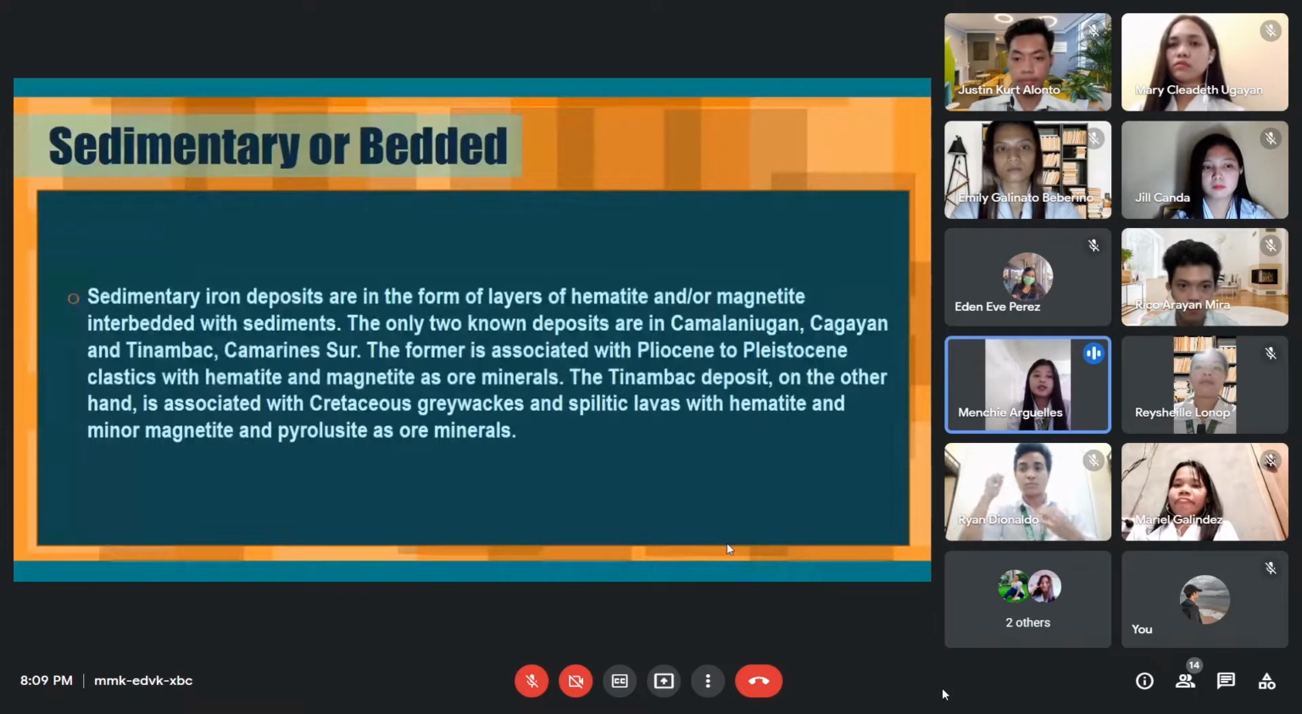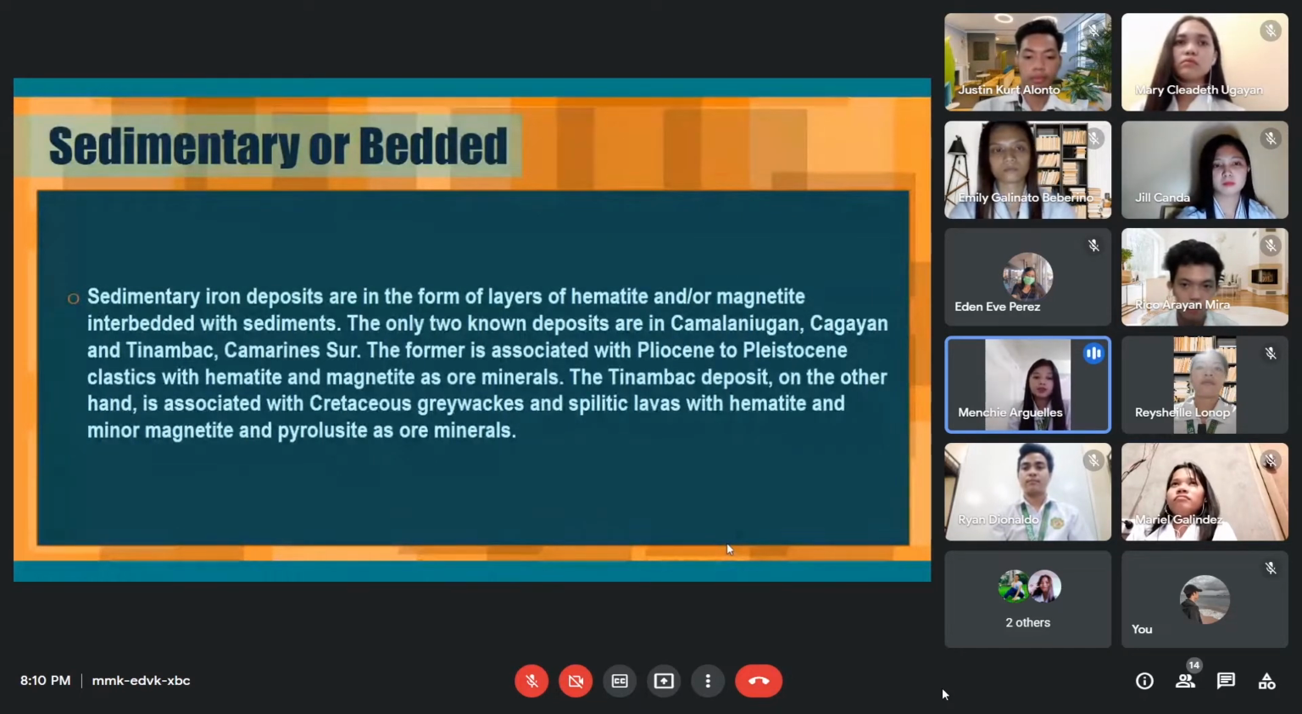In Cagayan, it is associated with Pliocene or Pleistocene clastics with hematite and magnetite as ore minerals, while the Tinambac deposit, on the other hand, is associated with Cretaceous graywacke and spilitic lavas with hematite and minor magnetite and pyrolusite as ore minerals. So the only difference between the two is the ore minerals.